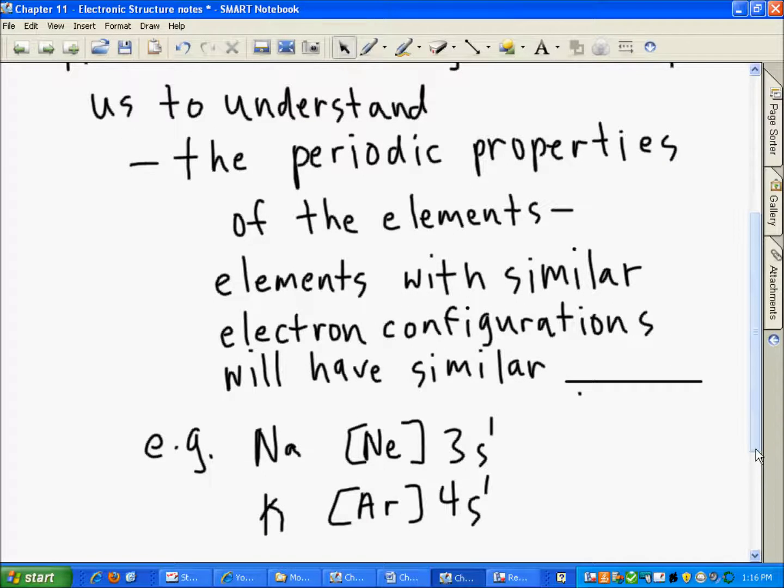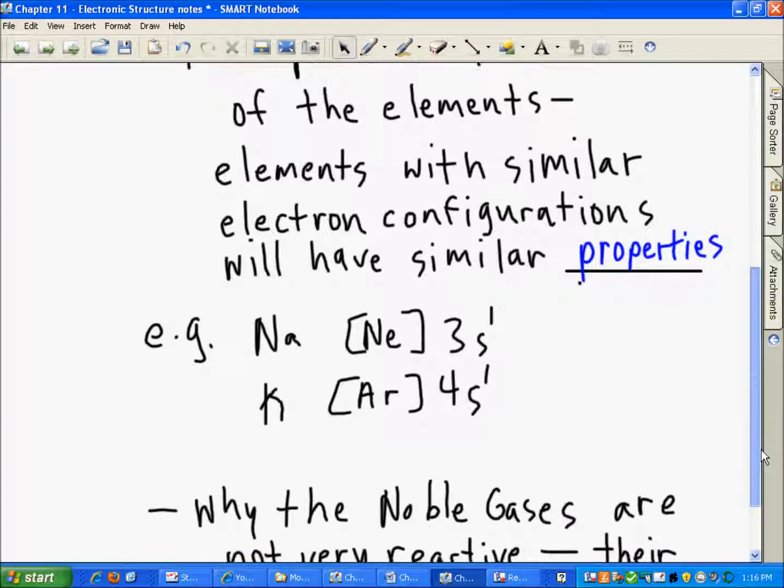So elements with similar electron configurations will have similar properties. And in fact, that's how the periodic table was first made, because the person who made it realized that certain elements have similar properties, and he put elements with similar properties in columns. And so those are how the families came to be.